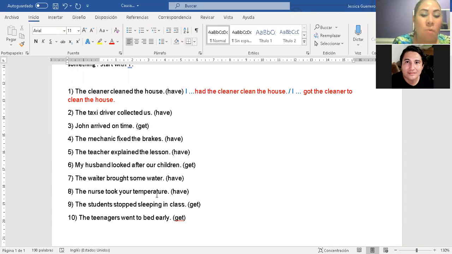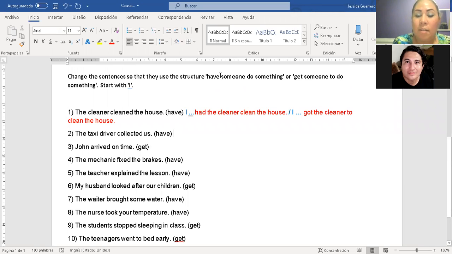Right, so this is the one where we're going to be using "have someone do something." So we can use that: have someone do something, or you get somebody to do something. Okay. All right, so let me start here. Okay, so the taxi driver collected us. We can say, I had the, put this in a different color.